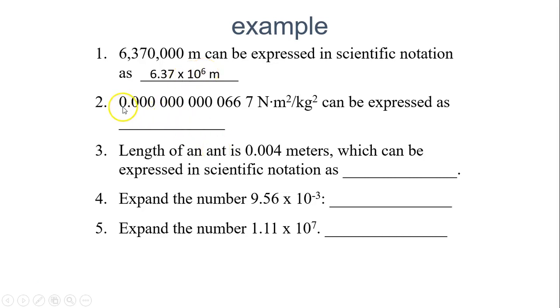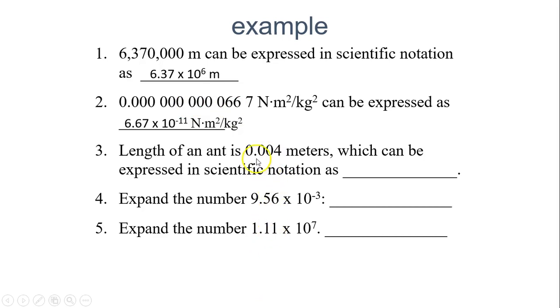Another example, 0.0000000000667 can be expressed as follows. The first number should be 6.67, multiplied by 10 to the power of something. Since you moved the decimal point from here all the way to the right, over here, 11 times to the right, your power should be negative 11.